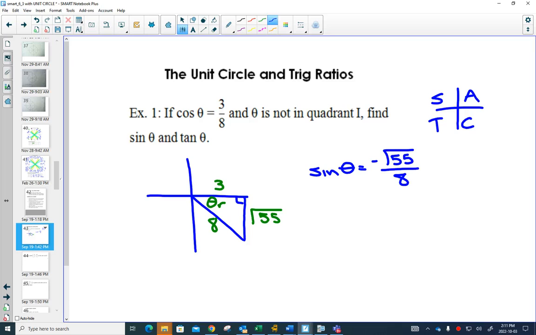And when we go tan of theta, opposite over the adjacent side. And because tan is in quadrant 4, it'll be negative as well. So we're going to use our CAST rule a lot. We're going to draw triangles a lot. We're going to use our reference angle a lot. And then we can figure out the other trig ratios.